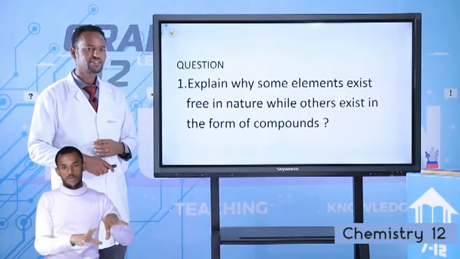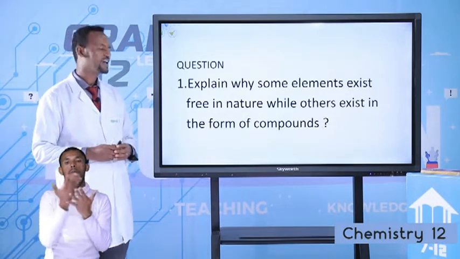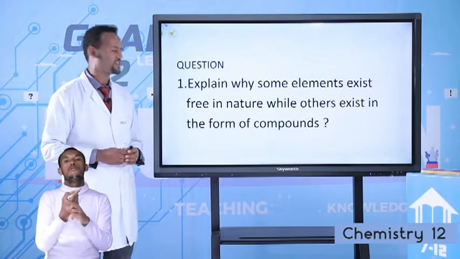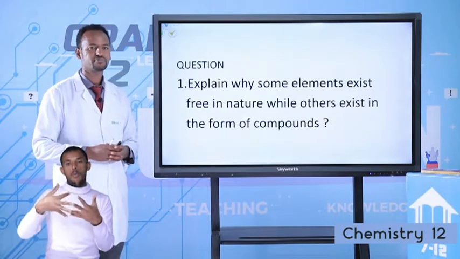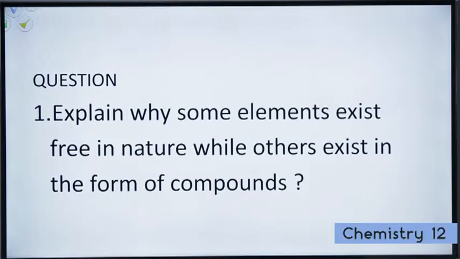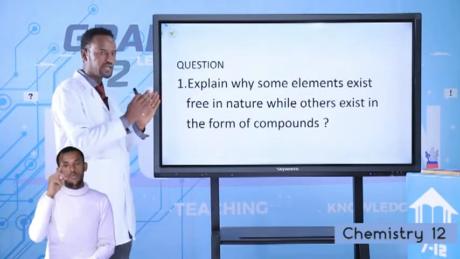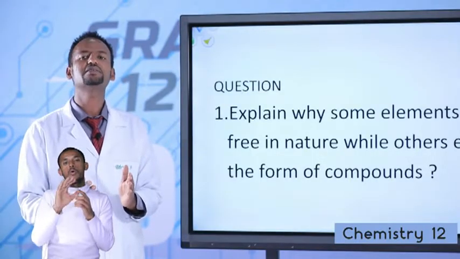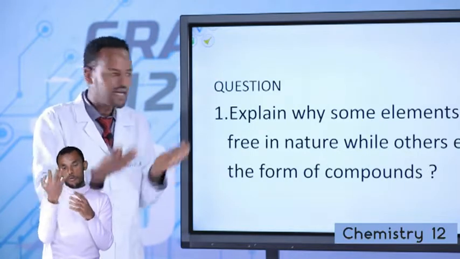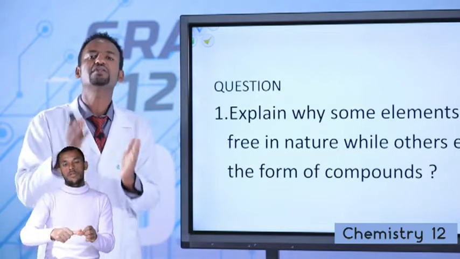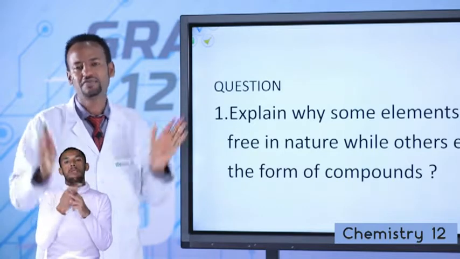Please, students, try this question. Explain why some elements exist free in nature, while others exist in the forms of compounds. The main reason: one exists in elemental form or in free state, the other exists in the form of compound. The main reason is what? Because of their reactivity. The only difference is reactivity.